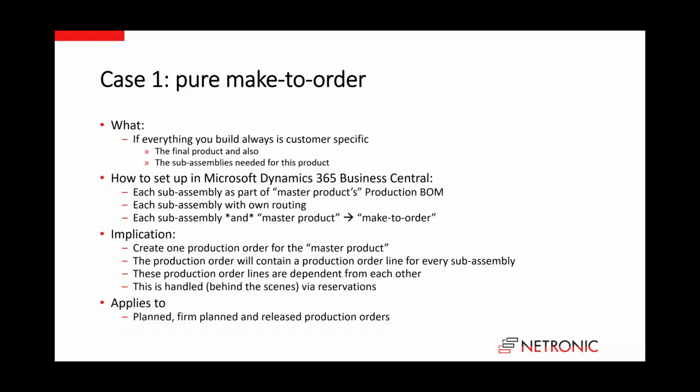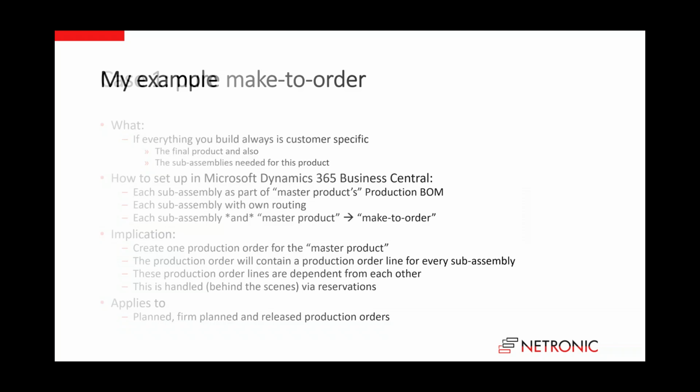And behind the scenes, Dynamics 365 Business Central uses reservation and reservation entries to handle this. So it automatically creates reservations from one production order line to the other if they are within one production order. And you can do this for planned, firm planned, and released production orders.